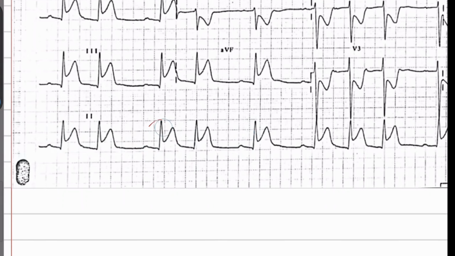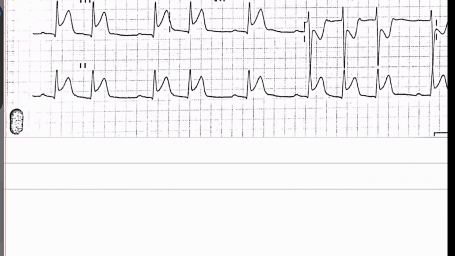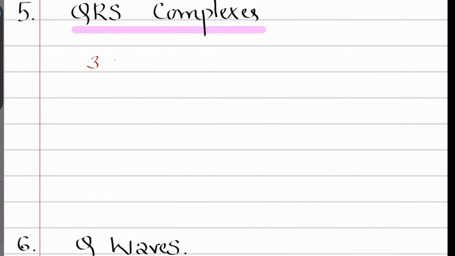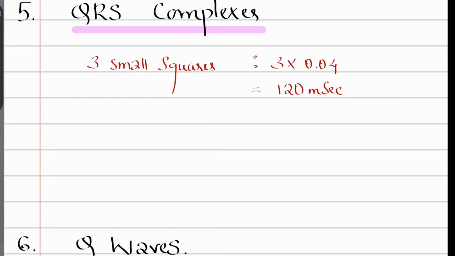Next comes the QRS complex. You see the QRS complex, how many small squares is the QRS complex? It's just 3 small squares. Okay, in the QRS complex, there are only 3 small squares. So it will be 3 into 0.04 seconds. So it is around 120 milliseconds. So it should be more.